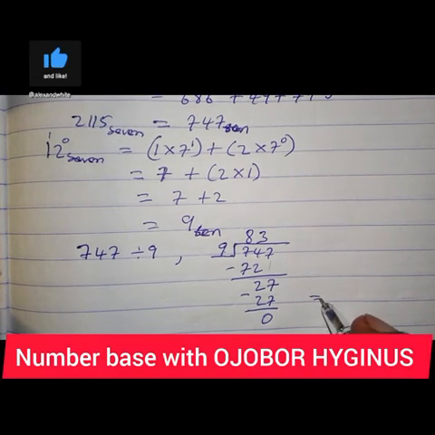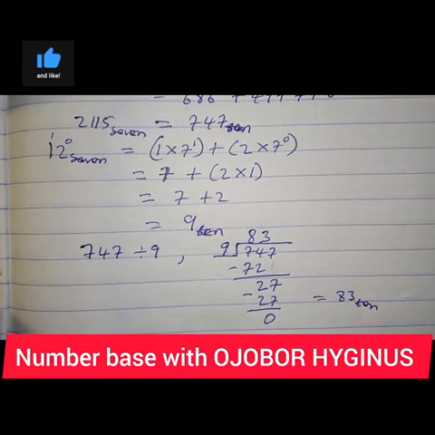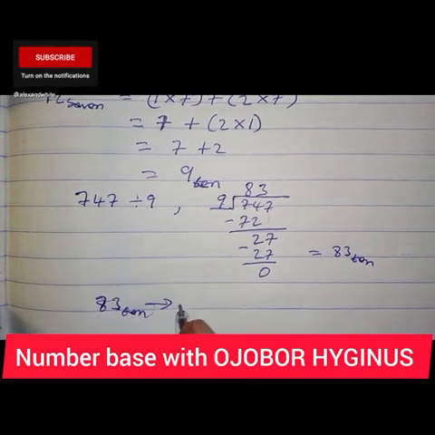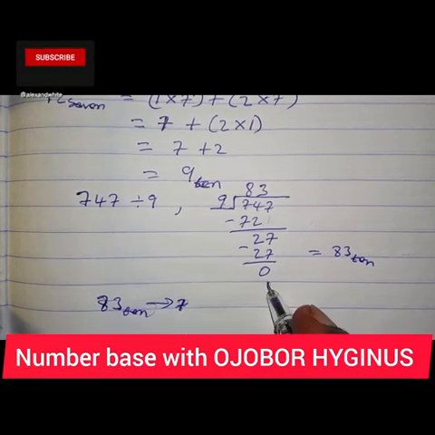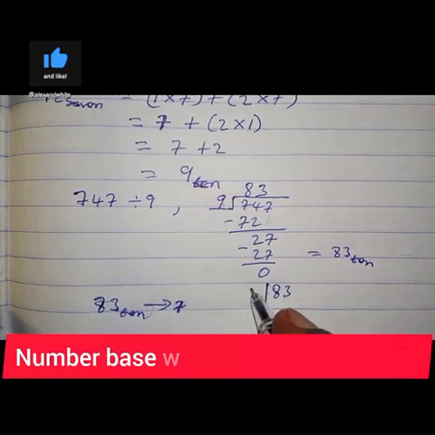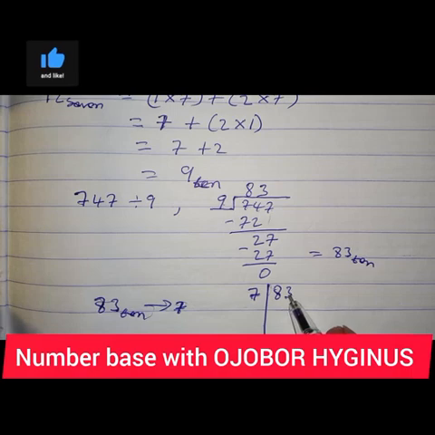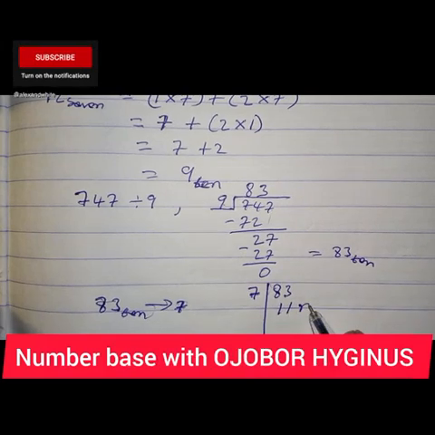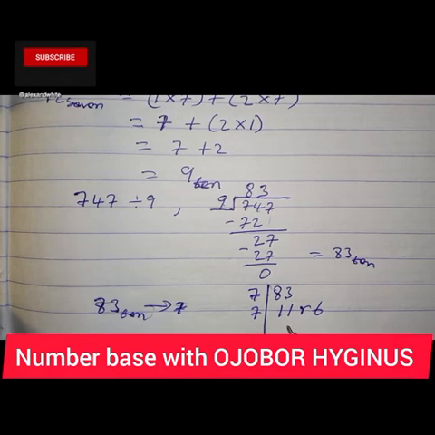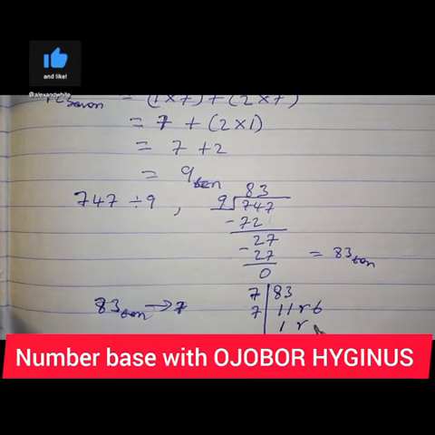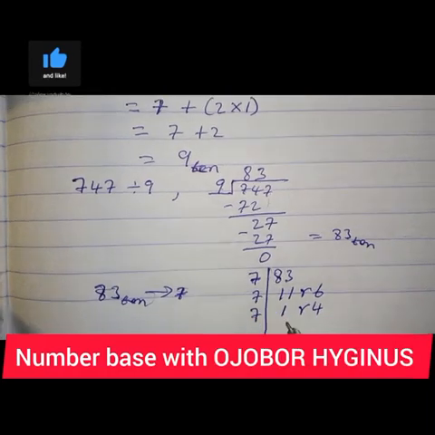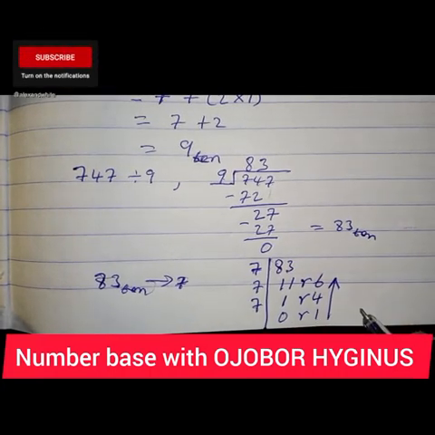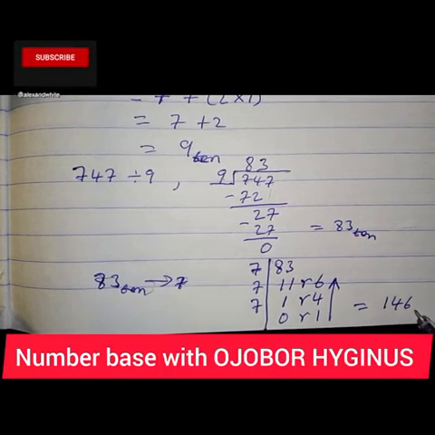Remember, that 83 is base 10. So we have to take it back to base 7. And if we are taking 83 base 10 back to base 7, what we'll do is to divide 83 by 7, as we used to do. 83 divided by 7 will give us 11, and 6 will remain. 11 divided by 7 will give us 1, and 4 will remain. Then 1 divided by 7, since 1 is less than 7, you have a 0, remainder 1. So you read from bottom to top, so that our answer will be 146 base 7.